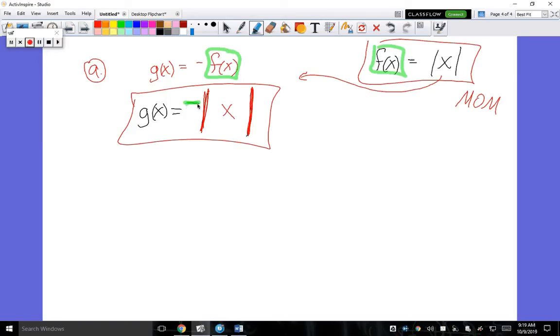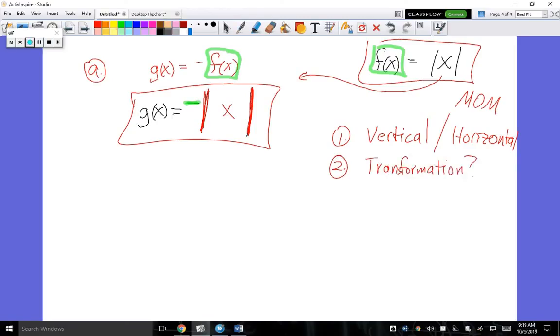Is it vertical or horizontal? It's vertical. So here are your rules. Rule 1: it's either vertical or it's horizontal. Rule 2: what is the transformation? So we'll say transformation. And rule 3: if it's with the x, otherwise the x, we do what? The opposite.